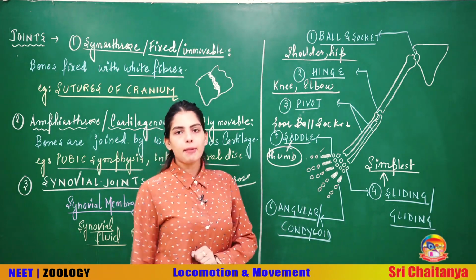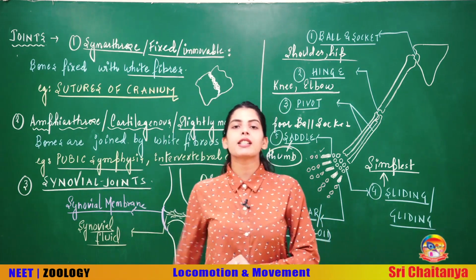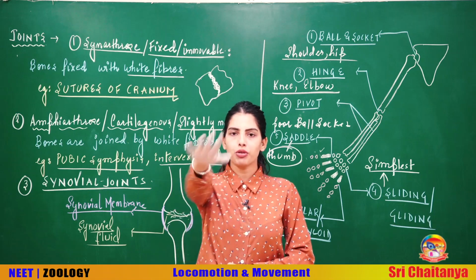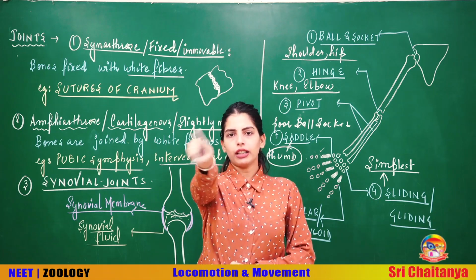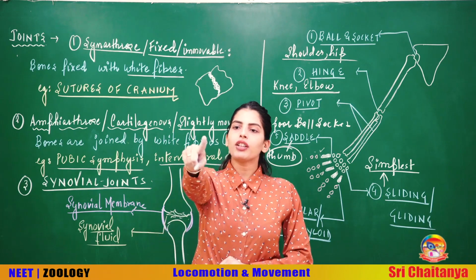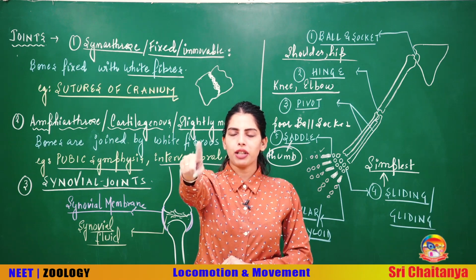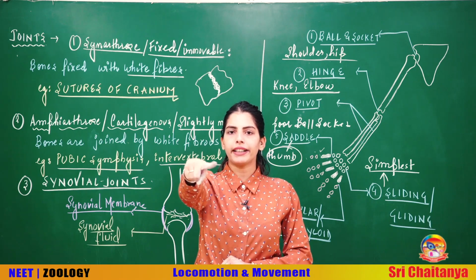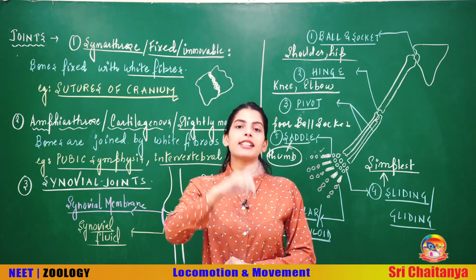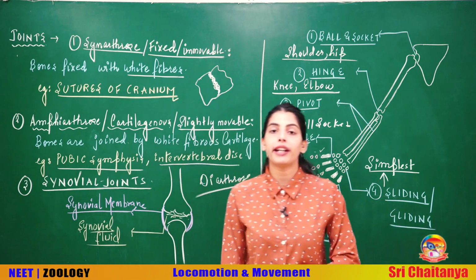Talking about the last type of joint, which is the angular joint or condyloid joint, students, this is movement in two planes. Now you can do like this. Look at this index finger. You have your phalanges, right? Now this phalanx you can move like this and you can also do like this. This is movement in two planes. So between your phalanges and your metacarpals, you see the angular joint or condyloid joint.